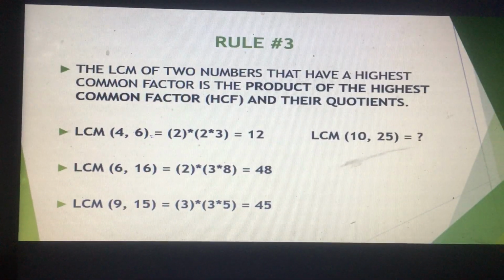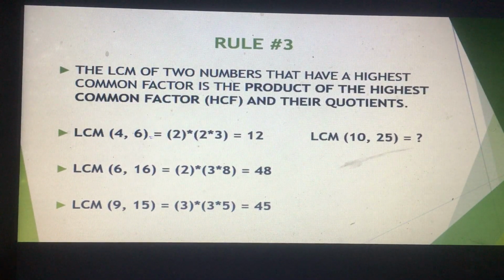Similarly, the LCM of 6 and 16 will be 48. Why is that so? 16 and 6 have a highest common factor 2. So bring out the highest common factor 2. You'll be left with 3 and 8. So when you multiply 2, 3, and 8, the result gives you 48. Similarly, 9 and 15 have an LCM 45, simply because the highest common factor is 3. So bring it out. When 3 comes out, you are left with 3 and 5 respectively from 9 and 15. And the LCM will be the product of 3, the highest common factor, with 3 and 5, giving you 45.